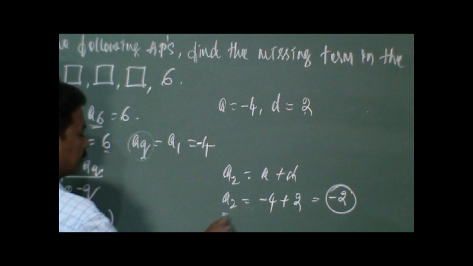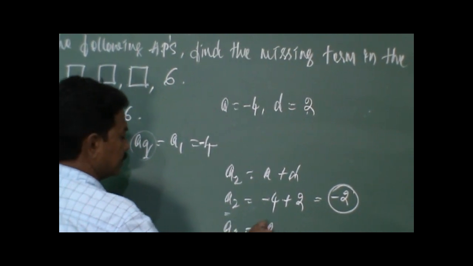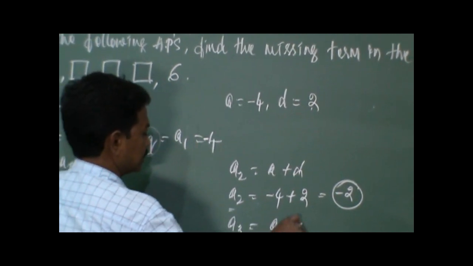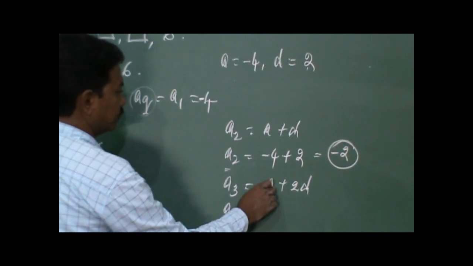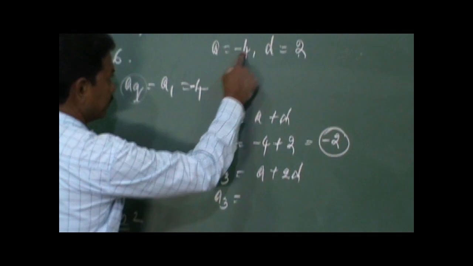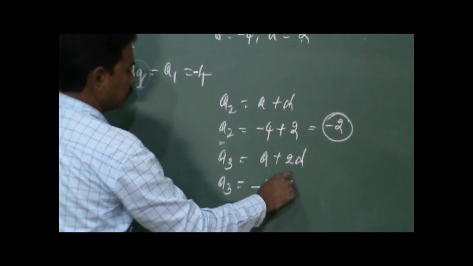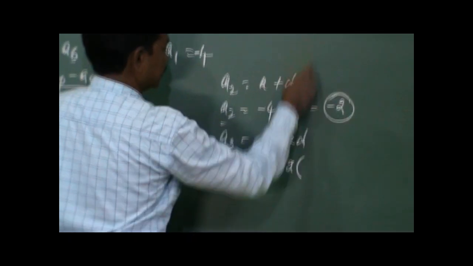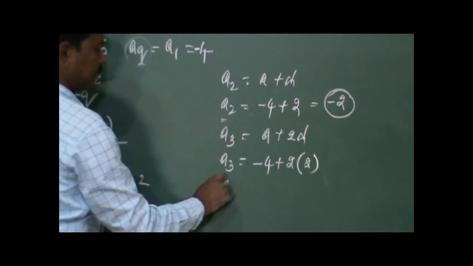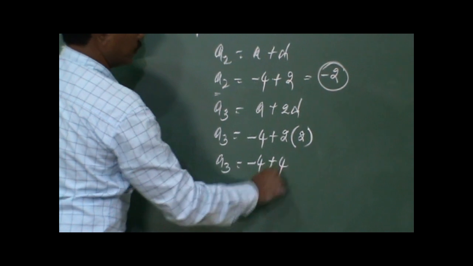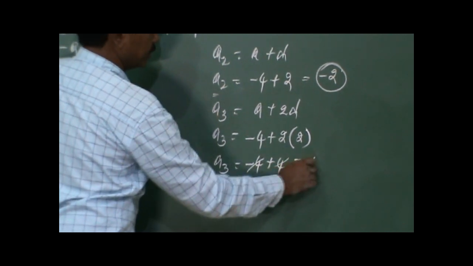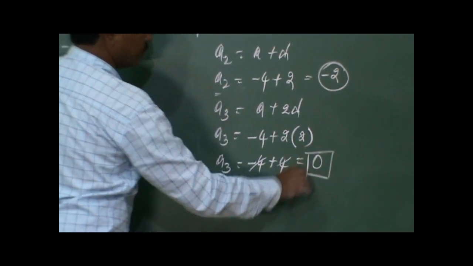Let us find out the third term. Third term can be written as A plus 2D. So A3 is equal to A value is minus 4 plus 2 into D value is 2. So A3 is equal to minus 4 plus 2 twos are 4. Cancels. Remember it is 0.